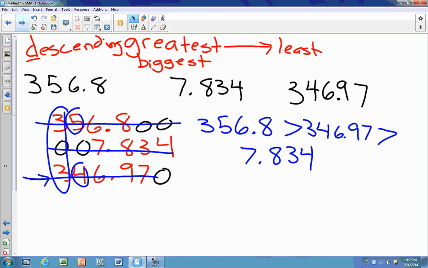So I'm going to look through them, and if I notice they're all in the correct order, and that's how I compare and order decimals. The most important thing from this lesson is that you have to line up your numbers using their place value, and in order to do that, you can use your decimal to line them up.